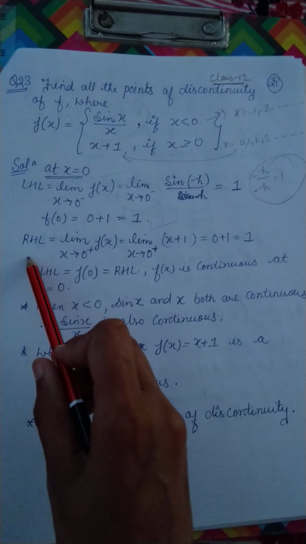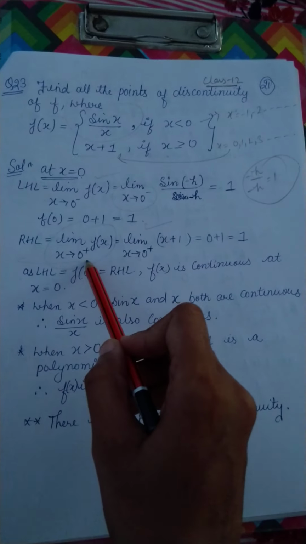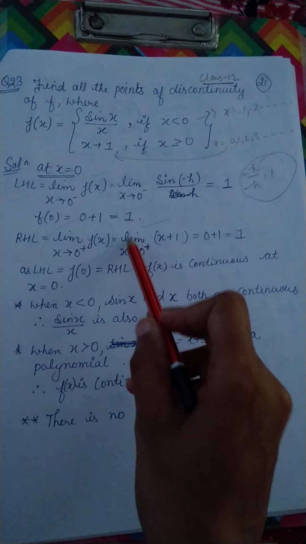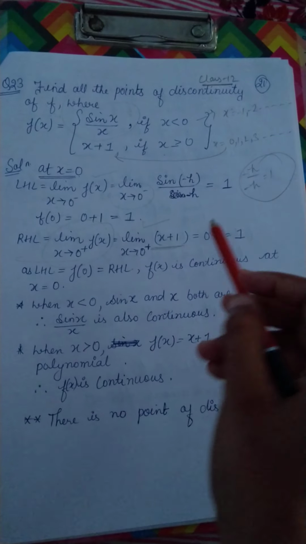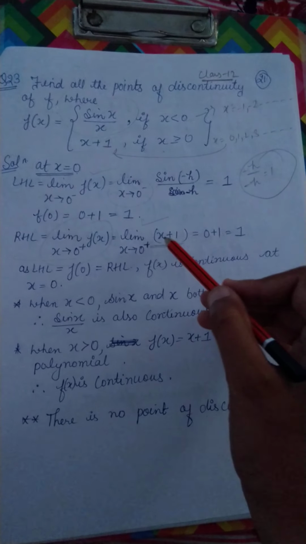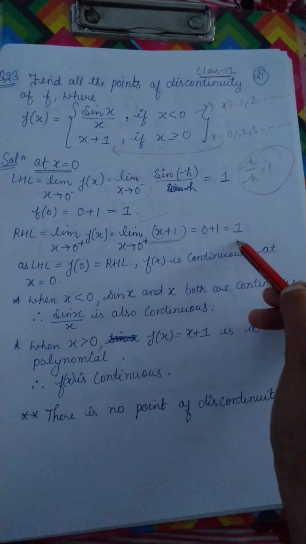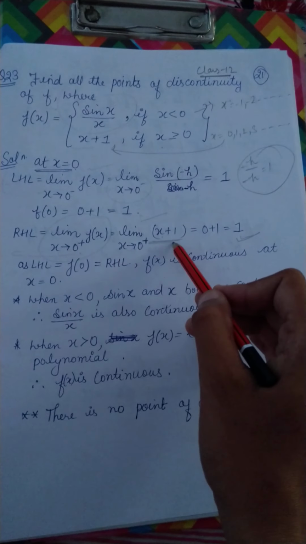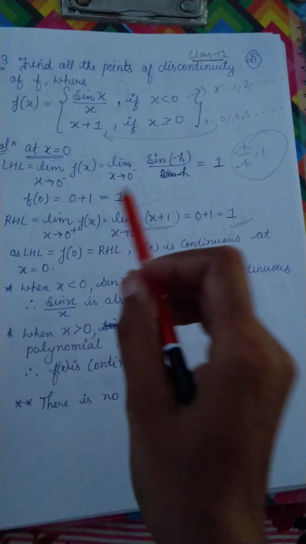And your right hand limit of f(x), x tends to 0 positive, is equal to limit x tends to 0 positive, that is x plus 1. And now बच्चे, this x is 0 and 0 plus 1 will give you 1. Why am I taking x plus 1 here? Because I am approaching the 0 from the positive side.